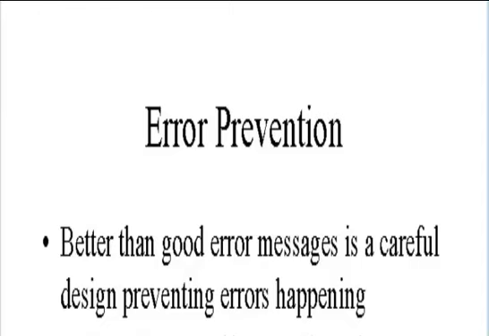The final heuristic is help and documentation. All information should be easy to search, focused on the user's task. You should list the concrete steps to be carried out, and it should not be too long. Okay, so that question of searchability is crucial in help documentation, because very often it's a very specific thing we want to find out how to do. We don't necessarily want an overview. We don't necessarily need to know the logic of how an application works. Just know a very specific how to do this. So therefore, the searchability in terms of language is very important.